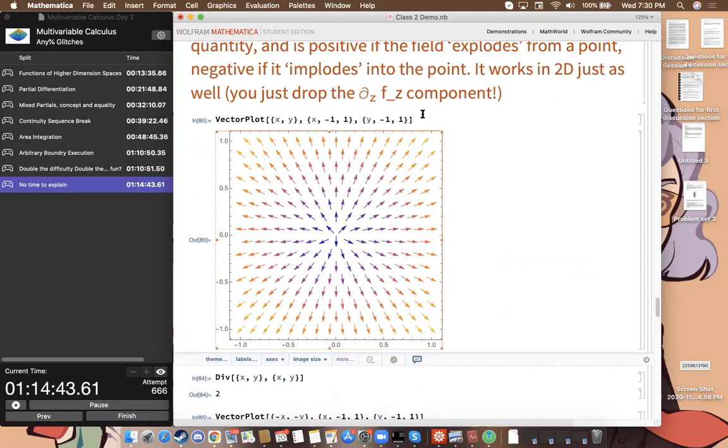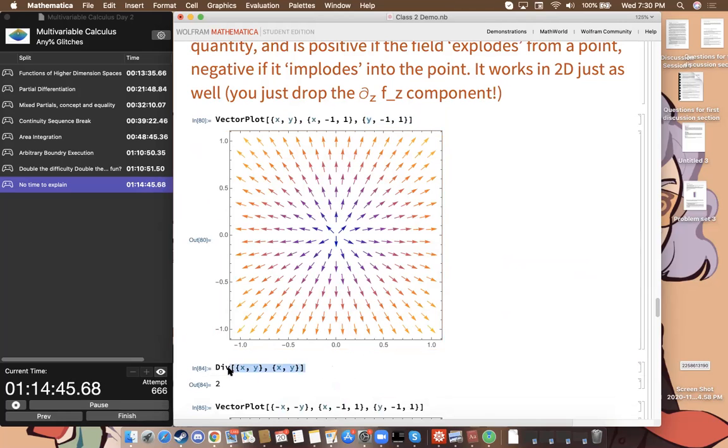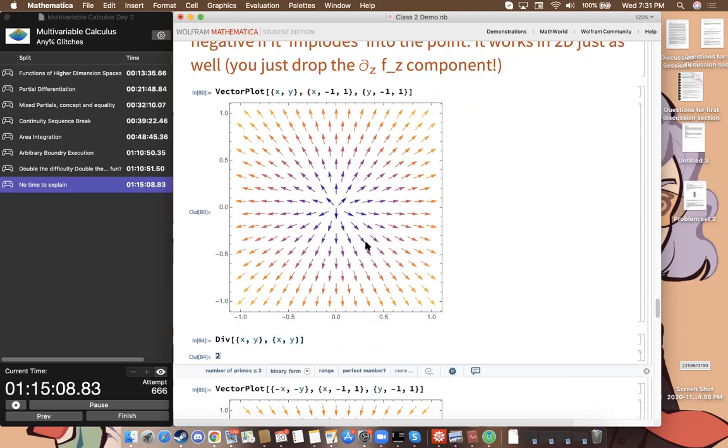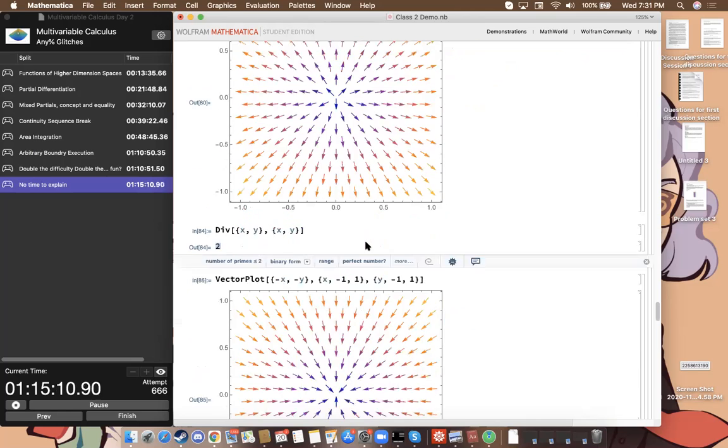But so we can calculate the divergence here. There's a Mathematica command, we get 2. Another way of seeing this is our function is x, y. So the partial derivative of the x component, x with respect to x, is 1, and the partial derivative of the y component, y with respect to y, dy dy, is 1. So we have 1 plus 1 equals 2. And that's how we get this divergence here. And that's 2, and so that's a positive value because it explodes out.